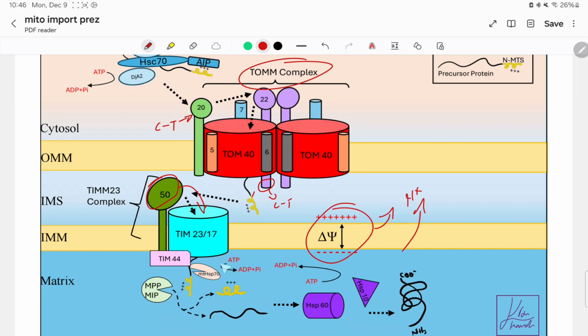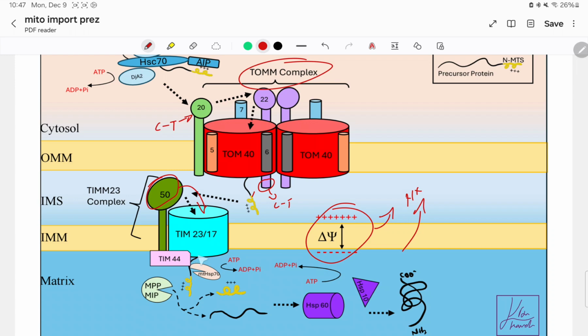We said there was going to be a power stroke and a Brownian ratchet, which we said involves multiple mitochondrial HSP70s coming over here and gripping onto areas of the protein that are unfolded, basically allowing it to slide through its grip into the matrix and then stopping retrograde movement back into the IMS. Okay? And again, we said that process requires ATP.